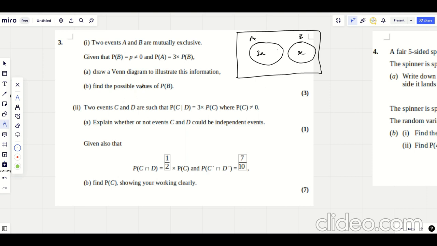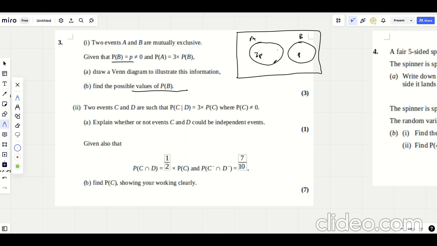Okay, right. Find the possible values of P of B. This is a bit of a weird one, really. I don't really approve of this question, but my approval is really irrelevant. Oh, I've just missed something. It says P of B equals P. So why am I using X? I should be using P. P and 3P. Yeah.